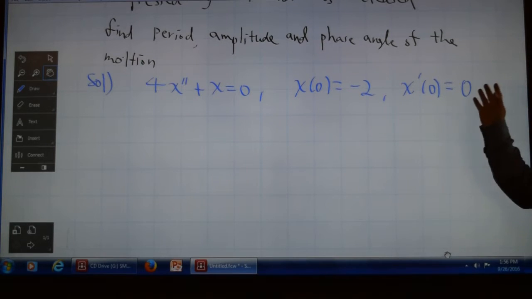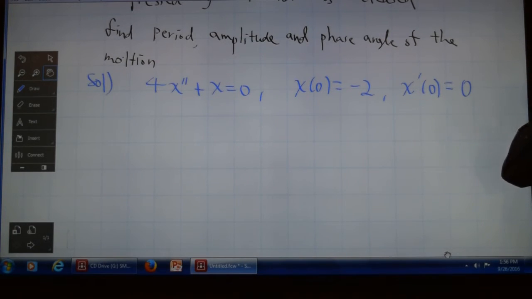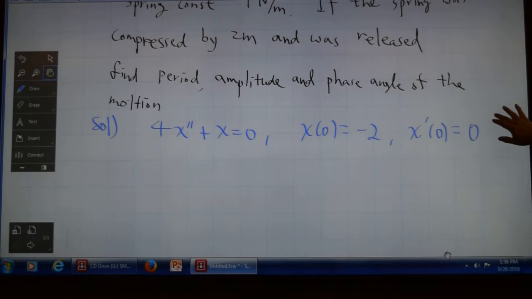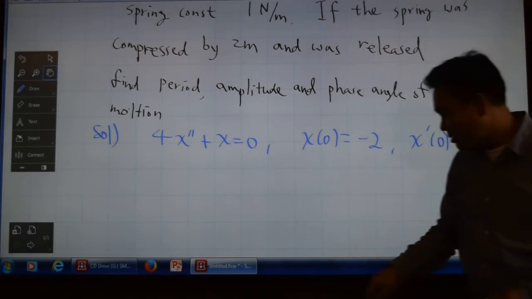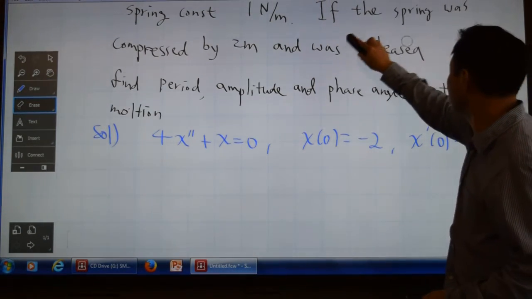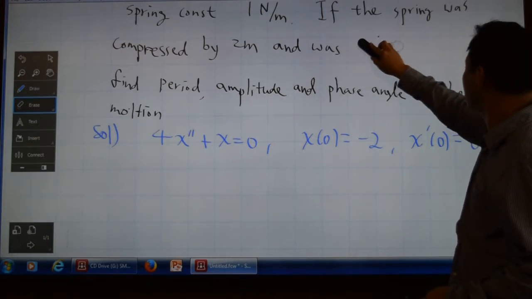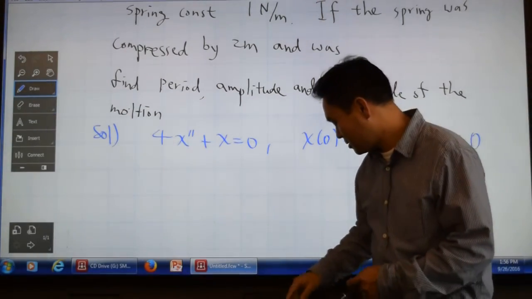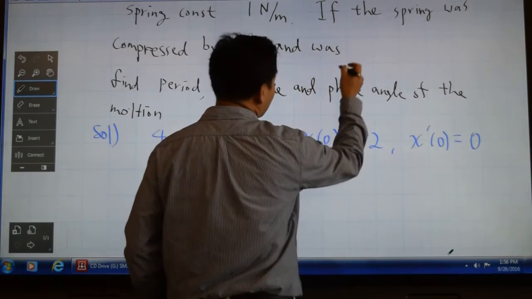All you have to do is now find the derivative. Yeah, I shouldn't make it 0 because then the amplitude is too simple. Yeah, I'm sorry. Let's change the question. Was pushed.